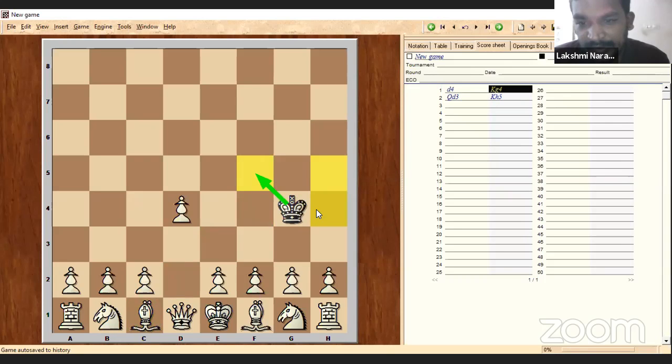So now we need to take all these three squares which are marked in yellow. So how can we take them? Okay, how can we mate here? Now it's mate in two. Okay, okay, so well, two steps e4.